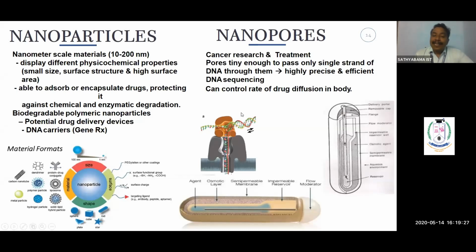This is one natural method where we can use these kinds of structures, or we can devise a particular structure which has a reservoir, a semi-permeable membrane, and an osmotic layer and agents, all present inside it, and through the smallest hole we can release the drug in an appropriate manner.